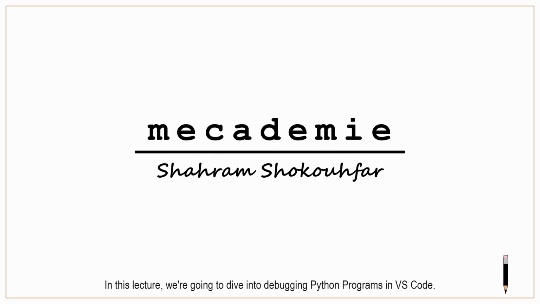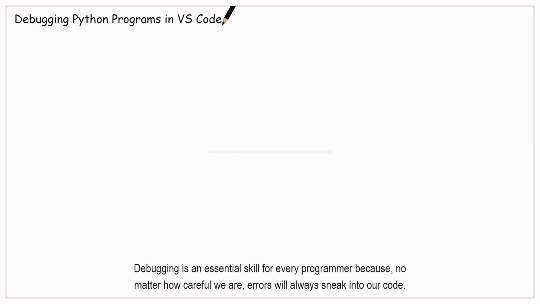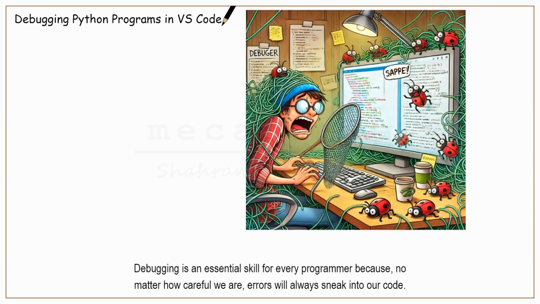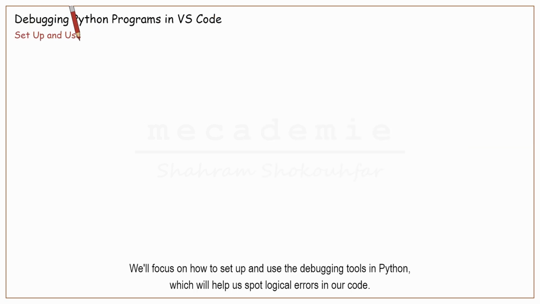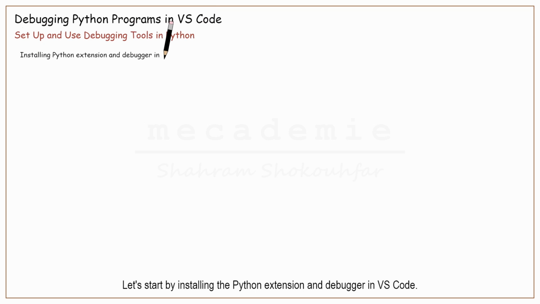In this lecture, we're going to dive into debugging Python programs in VS Code. Debugging is an essential skill for every programmer because, no matter how careful we are, errors will always sneak into our code. But with the right tools and techniques, we can catch and fix them efficiently. We'll focus on how to set up and use the debugging tools in Python, which will help us spot logical errors in our code. Let's start by installing the Python extension and debugger in VS Code.